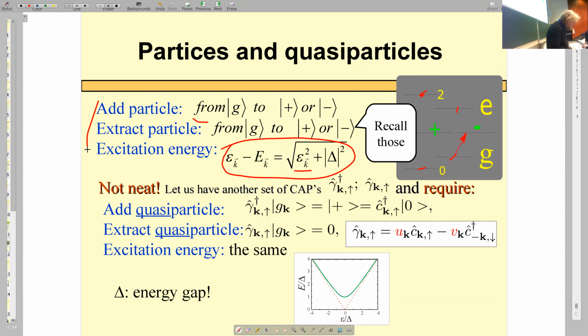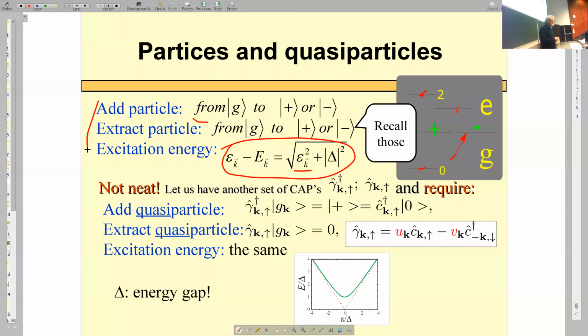We don't like this. We would like to adjust creation and annihilation operators in such a way that they look kind of like we want. We can add quasi-particle and extract quasi-particle. And ground state is a new vacuum. So if we are trying to extract quasi-particle from vacuum, what do we get? Zero, precisely. That's the definition of vacuum.